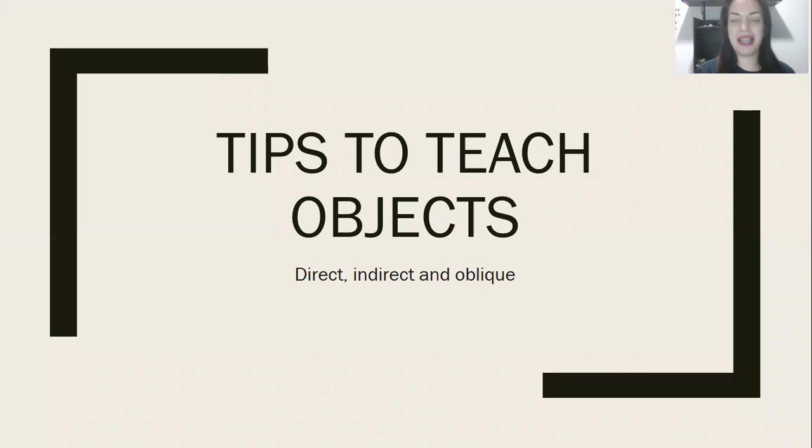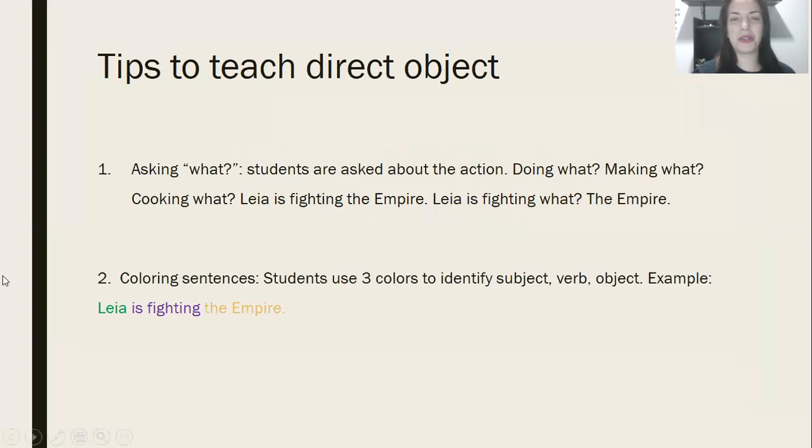Okay, so the title, as I said, of this activity is Tips to Teach Objects. As we know, there are three types of object: the direct, the indirect, and the oblique object. So number one, we will go to the easiest of objects, the direct one. So number one, I would just ask what? It's just a simple activity that we can practice, especially with low-level students or with young students.